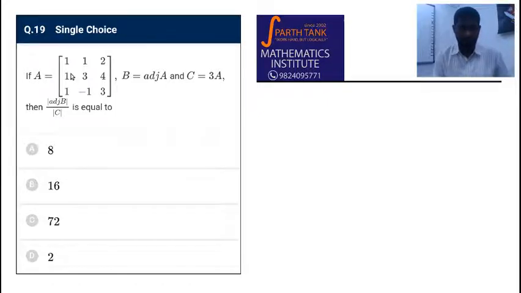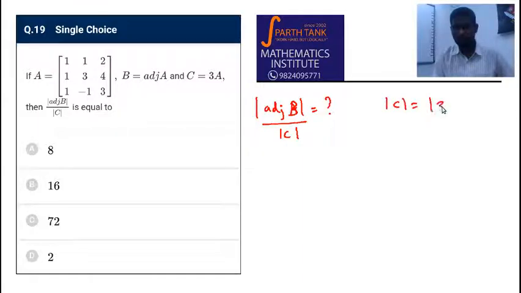19. Determinant A is given, B is adjoint of A, C is 3A. Then what is the determinant of adjoint of B divided by determinant of C? Now we know that determinant of C is very simple. Determinant of C is determinant of 3A, but when I take that 3 out, it becomes 3 cubed times determinant of A, right? Because there are 3 rows. So imagine A multiplied by 3 everywhere, and then take one 3 from here, one 3 from here, one 3 from here. So it is 27 determinant of A.